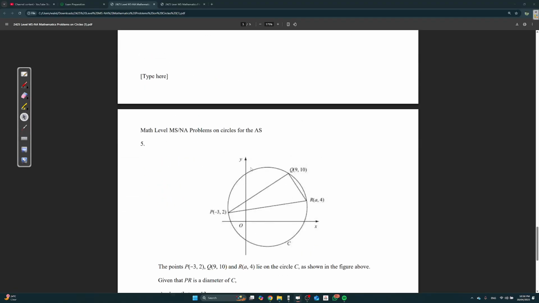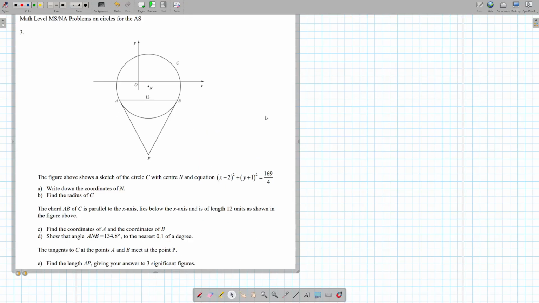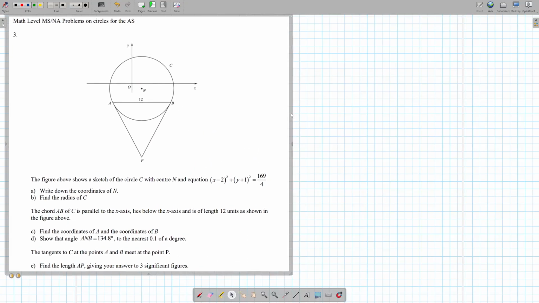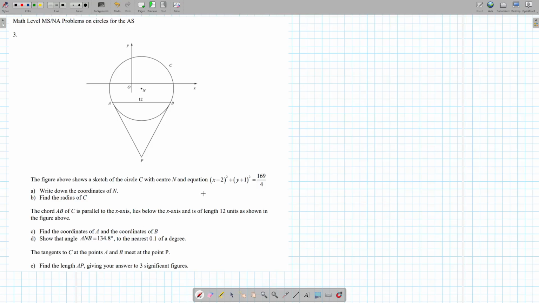What's this? Oh no, this is easy. Okay, this one I haven't done yet. Questions 4 and 5 I haven't done, but this one I did. Okay, the figure above shows a sketch of circle C with center N and the equation (x - 2)². Okay, this is the equation of the circle. Write down the coordinates of N.